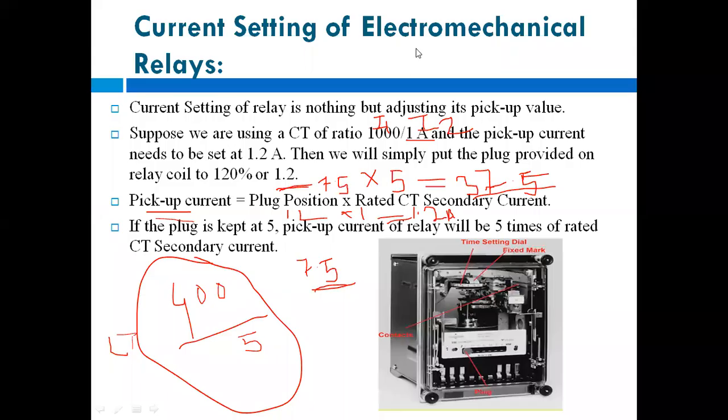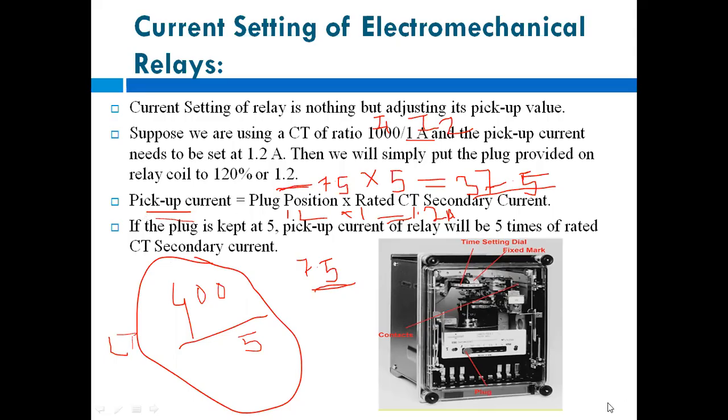So what is meant by the pickup current value? Pickup current value is the minimum current at which your relay operates. We can set that value by using the plug. For example, if we want to operate a relay at 10 ampere, 20 ampere, and so on, that value can be set by using this plug.